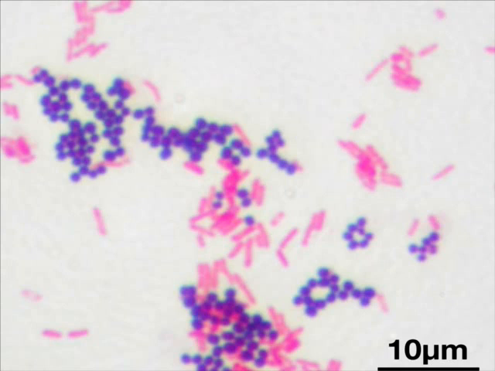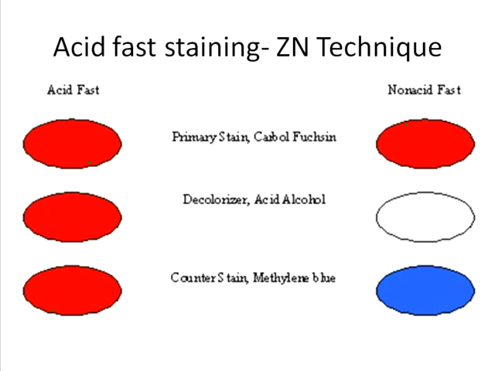Another differential staining technique like the gram stain is the acid-fast staining technique. The popular method is Ziehl-Neelsen's technique, named after the persons who developed it. So this is used to stain organisms like the Mycobacterium tuberculosis.